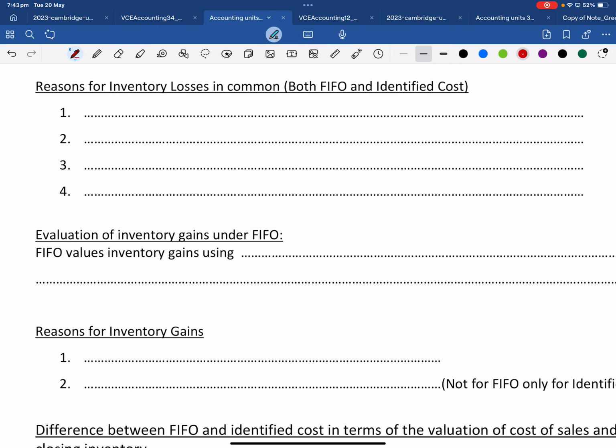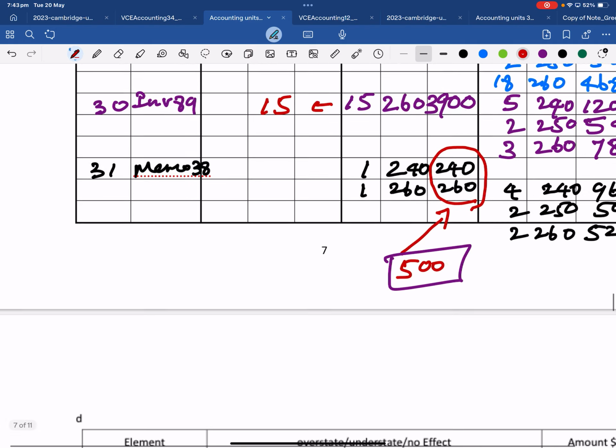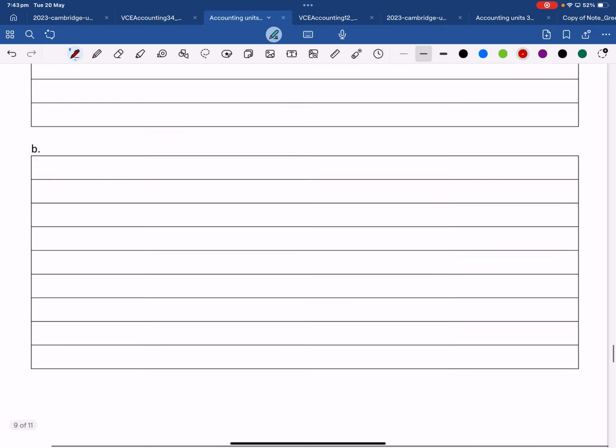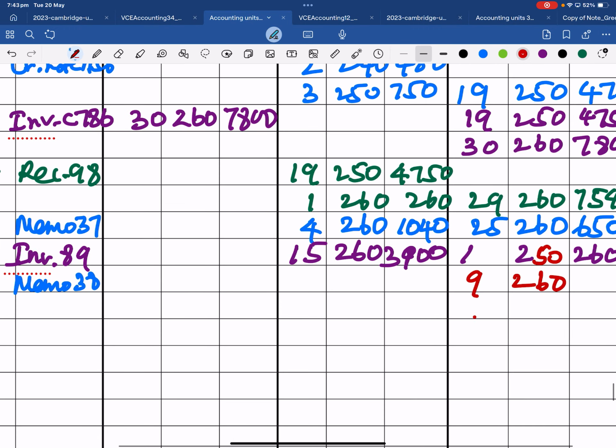Inventory gain. See? Is it 240? 240. All right, good. Any other answers? Wait, can you say it again? Yeah, my question is, now we have 10, right? We have 10: 1 at 250, 9 at 260, Krishan. Then the physical inventory take says 11, as Harish asked me.